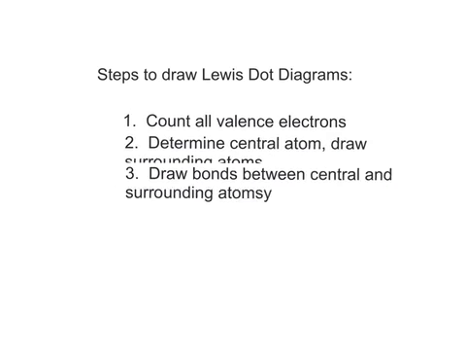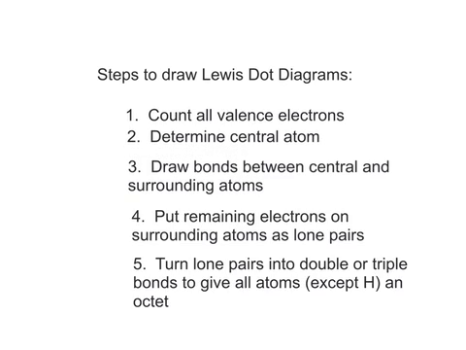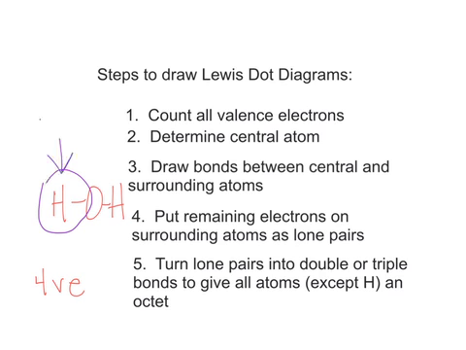So the next thing, and we've actually already done this, was draw bonds between the central atom and the surroundings. And then our last 2 steps are to put the remaining electrons on the surrounding atoms as lone pairs. So as you recall, we had hydrogen bonded to oxygen, bonded to hydrogen, and we had 4 more valence electrons to put around. And so we will put those on the surrounding atoms. Oh dear, our surrounding atoms are hydrogen. Hydrogen only needs 2 valence electrons, and you can see both of our hydrogens have that.